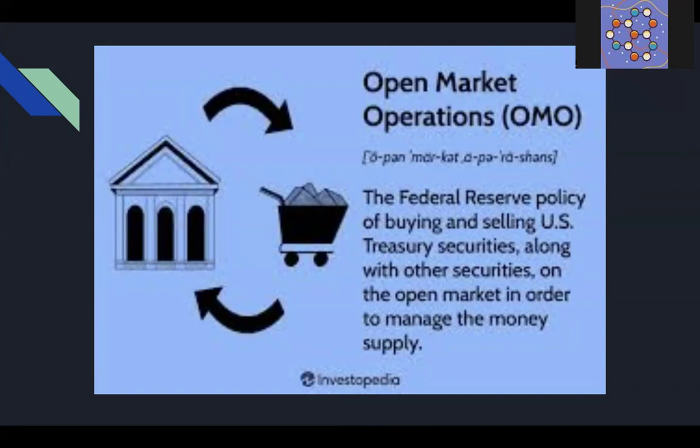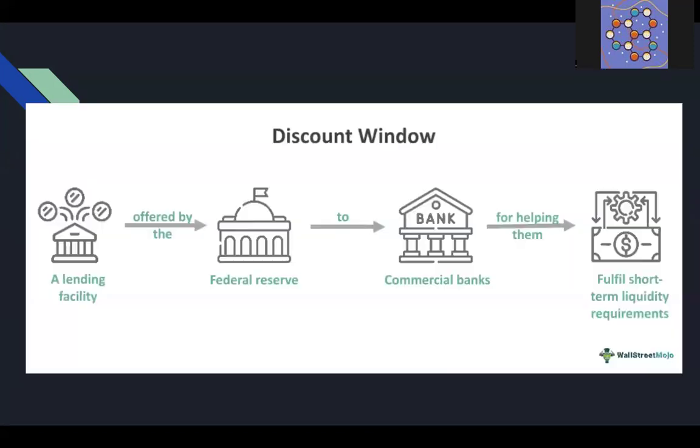On the other hand, when the Federal Reserve sells securities, it takes money out of the system, reducing the money supply and raising interest rates, which can help cool down inflationary pressures. Open market operations are a key way the Federal Reserve controls short-term interest rates and stabilizes the economy.